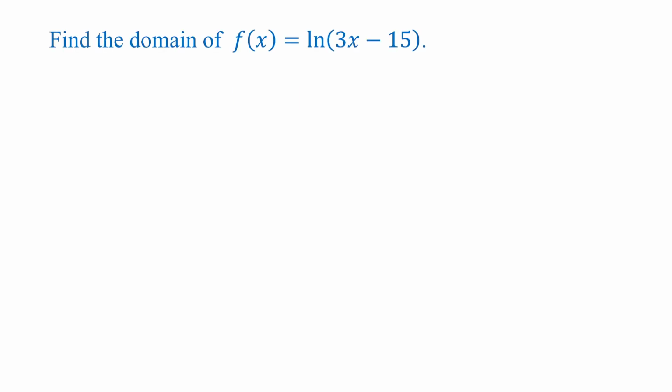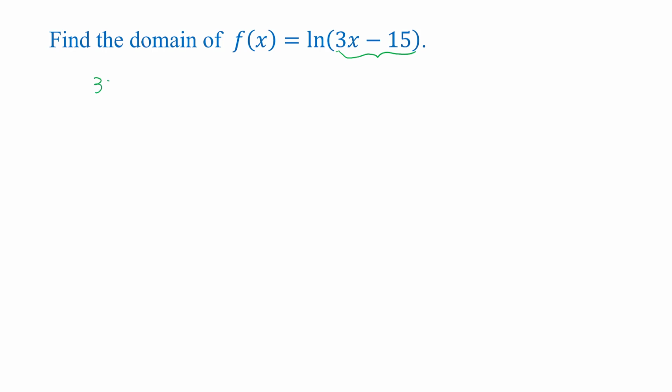Let's start by finding the domain of f of x equals the natural log of 3x minus 15. If you remember when we graphed y equals the natural log of x, we could tell from the graph that our domain is all values of x greater than 0. So that's the case for any basic logarithmic function. Its domain is going to require the argument to be greater than 0.